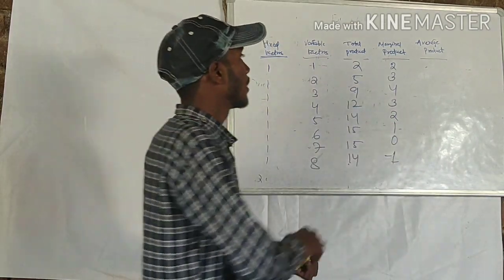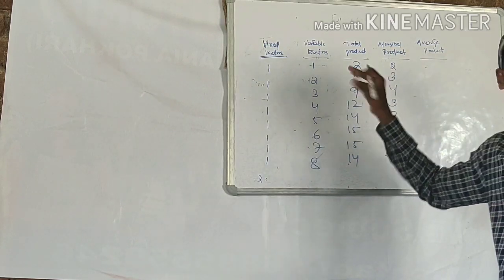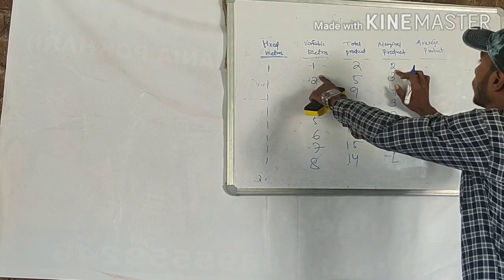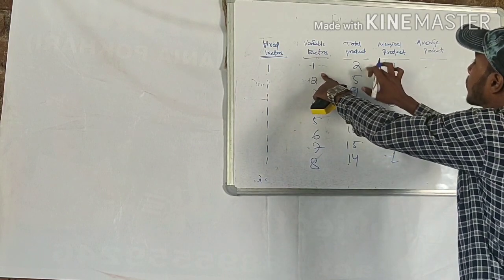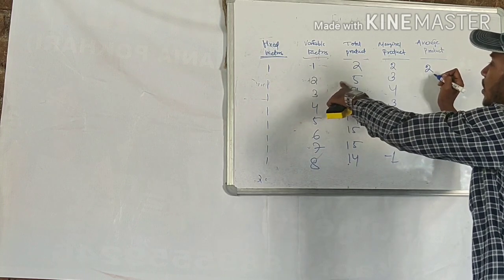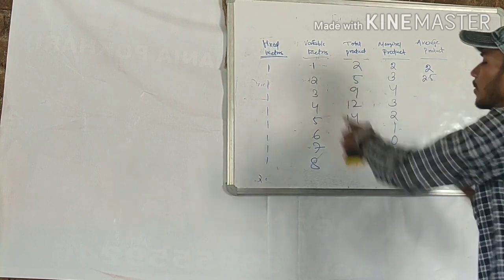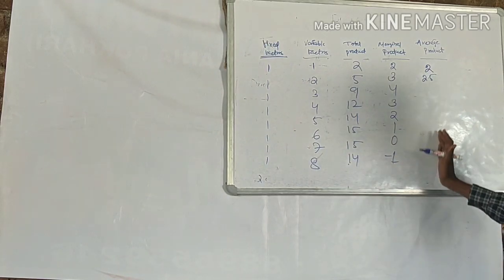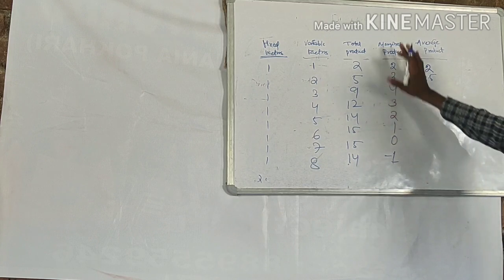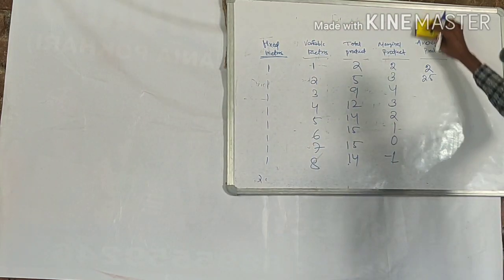And here, average product, I had already told you that average product is the total product divided by the units of inputs. So suppose the total product is 2 divided by 1, it is 2. This is 5 divided by 2, this is 2.5, isn't it? In this way we will find out the average product. Try to understand this, and out of this I will explain each and everything.